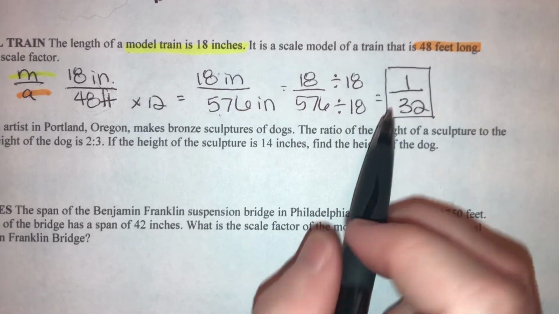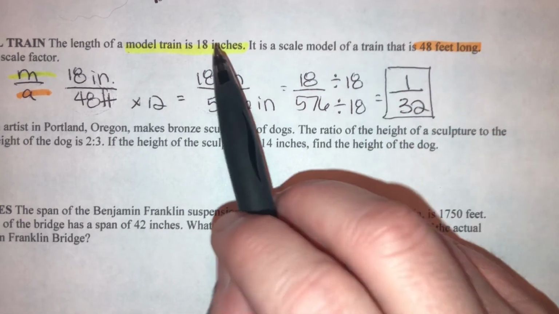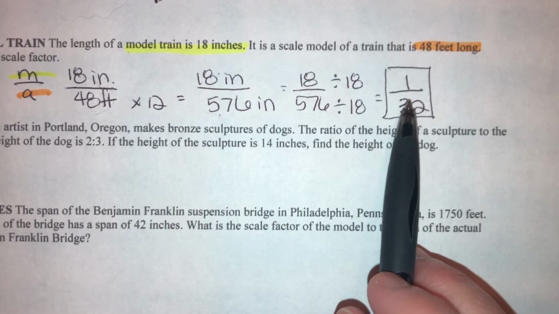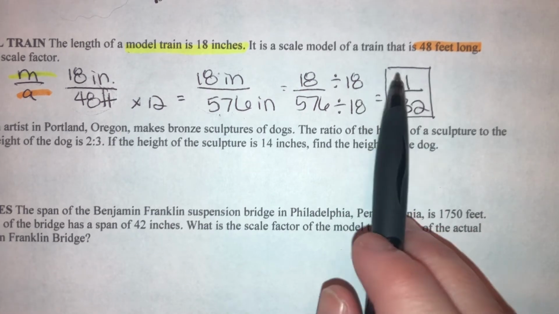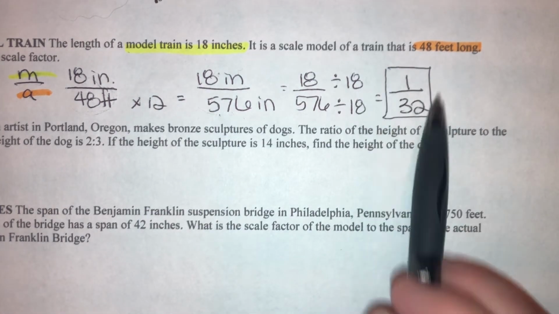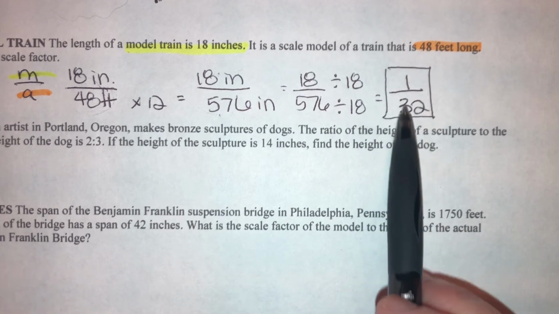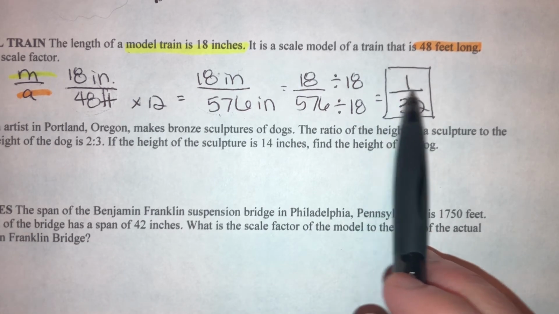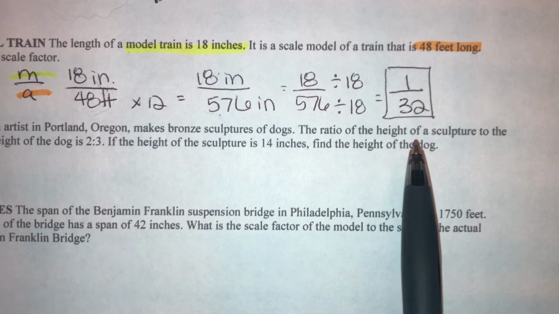So this is the actual scale factor. The model train is 1/32. That size of the model train is 1 over 32, I don't know how to say that, 1/32 of the size of the actual train.